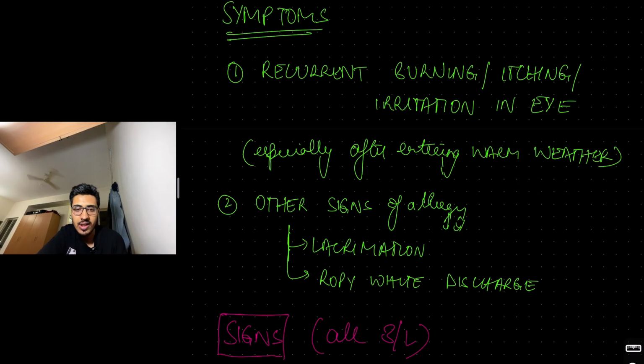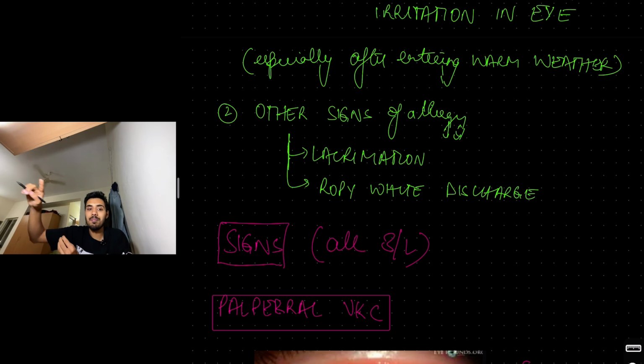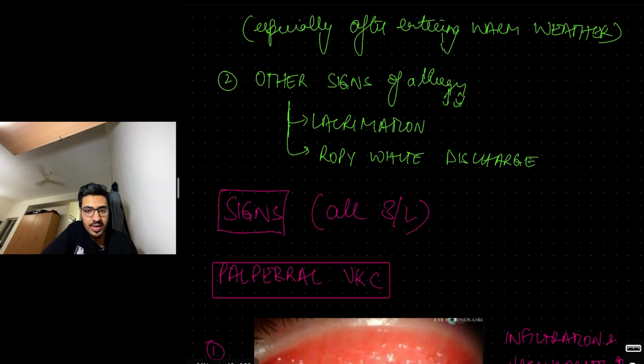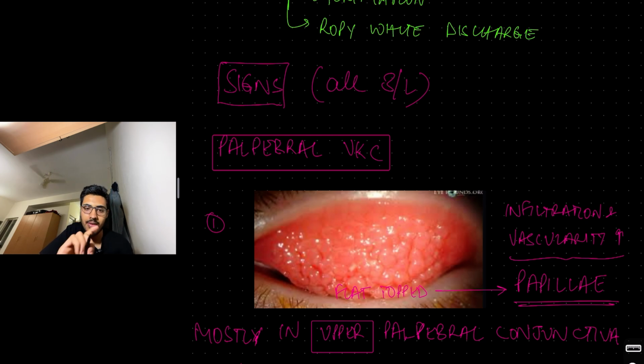Then you have other signs of allergy, like lacrimation, watering of the eye. Then ropey white discharge. This ropey white discharge is when, for example, I start getting discharge and start rubbing my eyes because of the irritation and burning, and then I try to pull my finger away. Sticky with discharge, it forms like a rope. That is ropey white discharge. So these are some other allergic symptoms. Coming to the signs, remember, all bilateral. Very, very important. Vernal keratoconjunctivitis is bilateral. Most allergic conjunctivitis is bilateral, except one which I'll come to later.